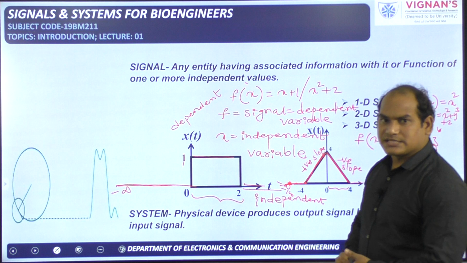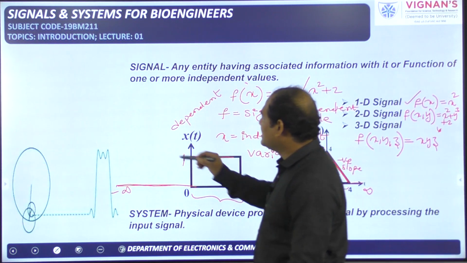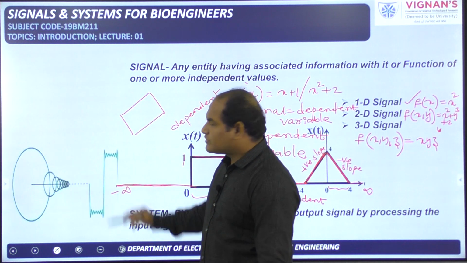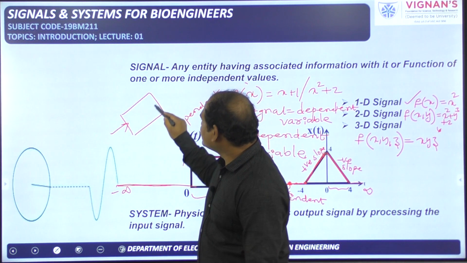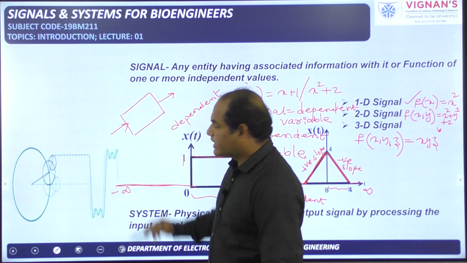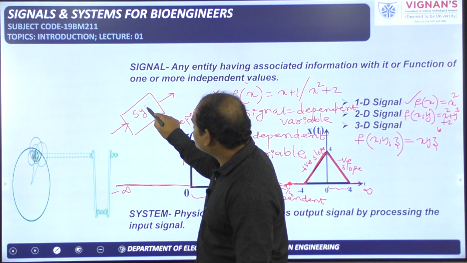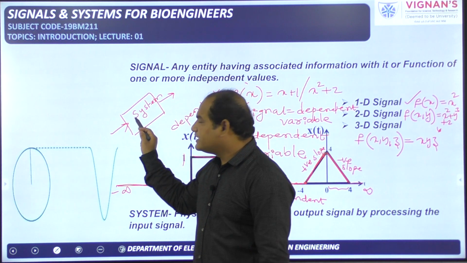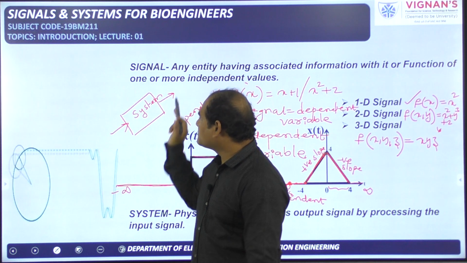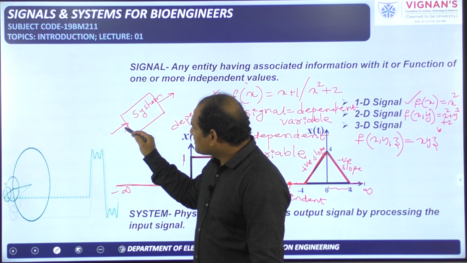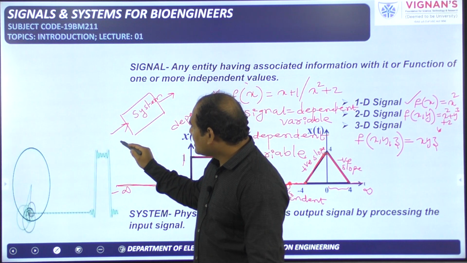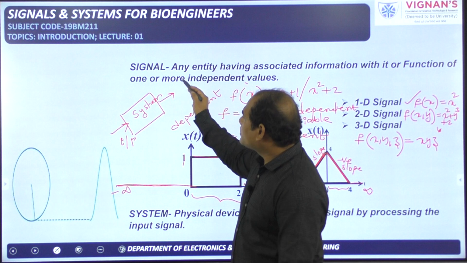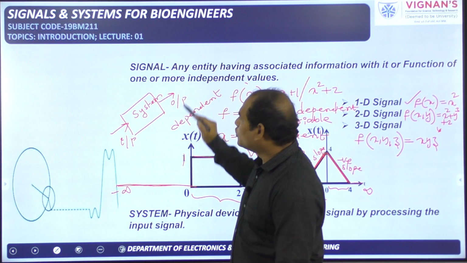System is a physical device. You can take it like this. It is one system, it is involving the signals. This is called system. Here the arrow is going inside into the system, here the arrow is going outside of the system. So whatever arrow we have given into the system, that is nothing but input. Whatever arrow is coming out of the system, that is represented by output.